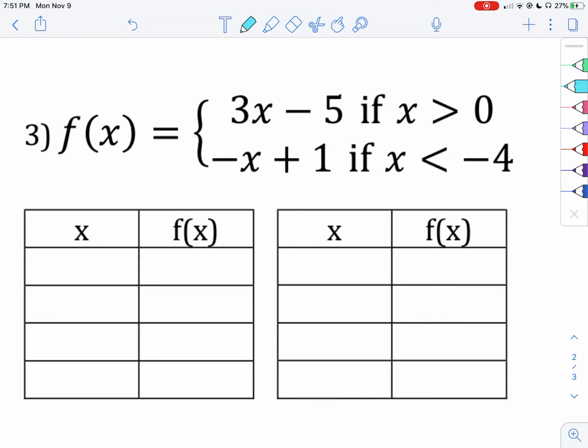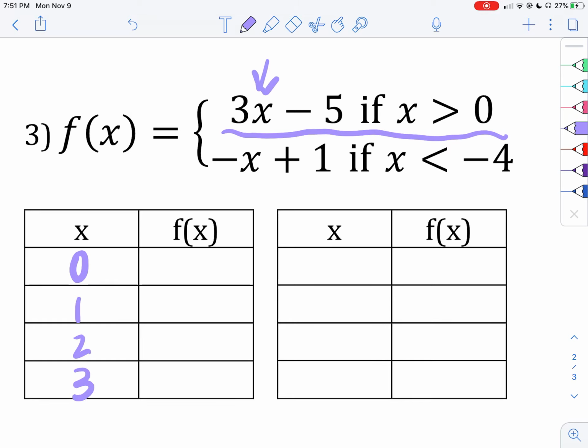Okay, so looking here, 3x minus 5 if x is greater than 0. So we're going to start at 0 and we want greater than. So 1, 2, 3. Okay, now putting our x values in, 3 times 0 is 0, 0 minus 5, -5. Then 2 times 3 is 6, minus 5 is 1. 3 times 3 is 9, minus 5 is 4.